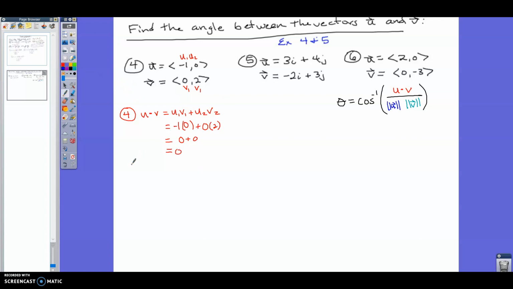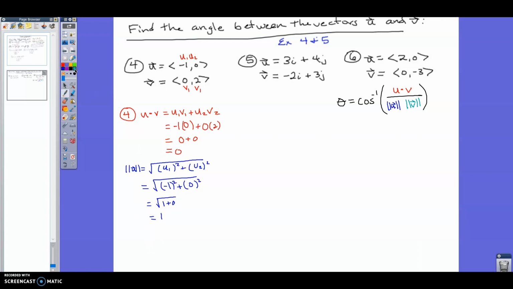So now we need to know the magnitude of vector u. So the formula is the x component squared plus the y component squared, and we take the square root of all of it. So we're going to just look at vector u here. So we have -1 squared plus 0 squared. So -1 squared is 1, 0 squared is 0. So we get the square root of 1, which is just 1.